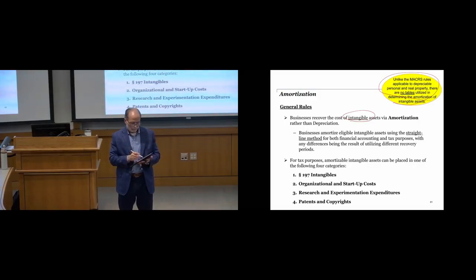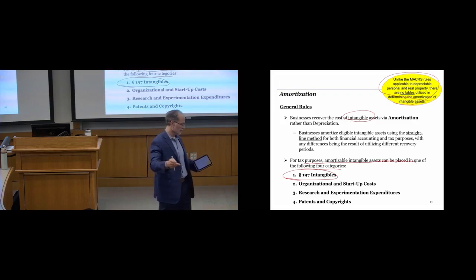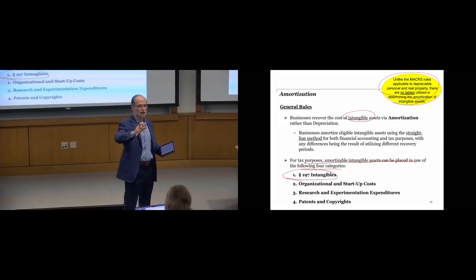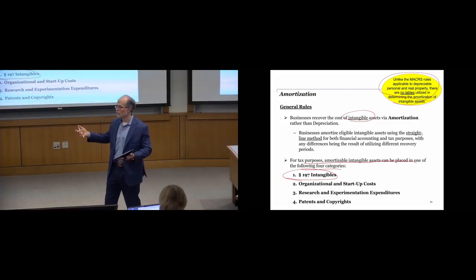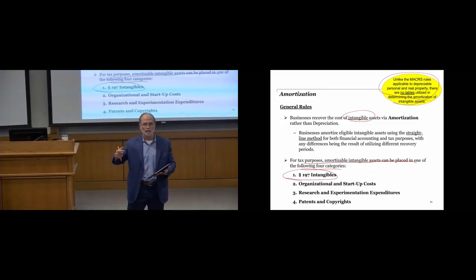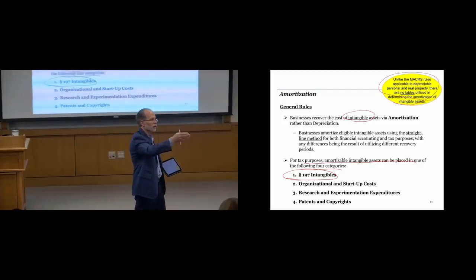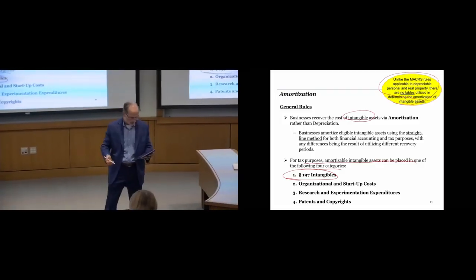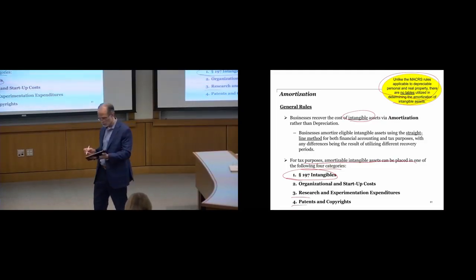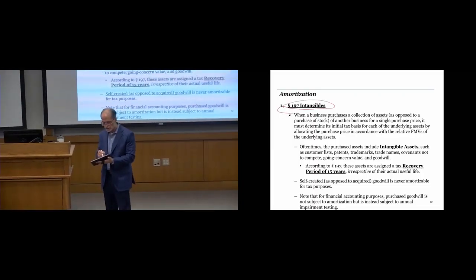Okay. And there are four categories. There are 197 intangibles, organizational and startup expenses. So these are costs that are incurred before a business gets up and running. Your legal cost of getting a corporation up and running, and then maybe your training cost of getting people ready, like the costs you have before you open, kind of startup costs. And then research and experimentation expenditures, and patents and copyrights. I will leave you with 197 intangibles.